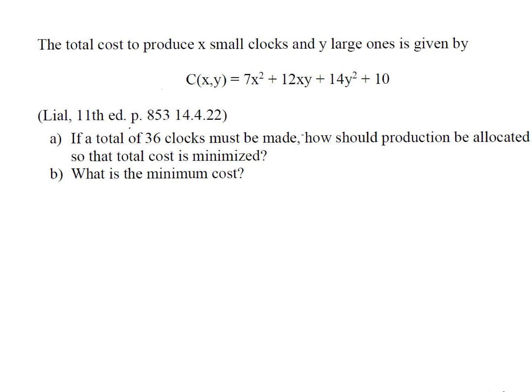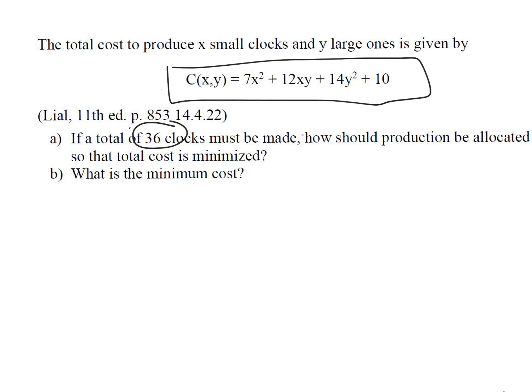Okay, whoops, I'm going to go back. Okay, so here we have a cost function representing the production of small clocks and large clocks. And this is the cost function. It says that a total of 36 clocks must be made. And it asks, how should production be allocated so the total cost is minimized? So here we see another variation in the language in the question. Production allocation. How many small clocks and how many big clocks are we going to be producing to minimize the cost? And then what's the minimum cost?